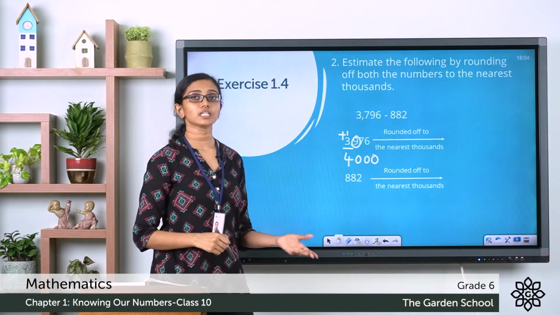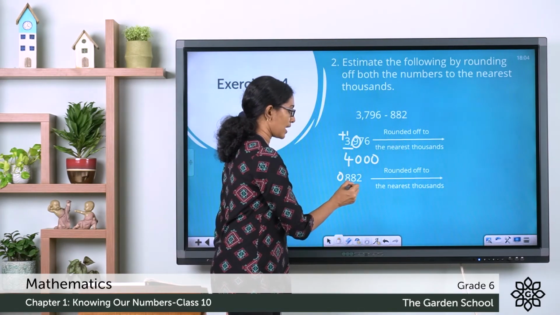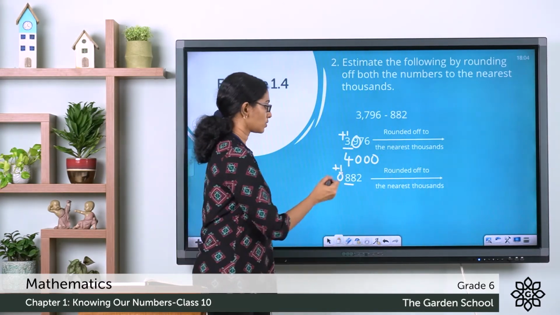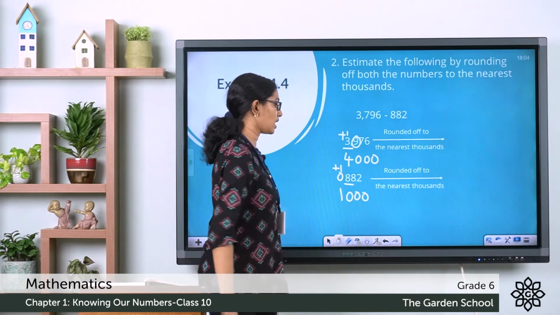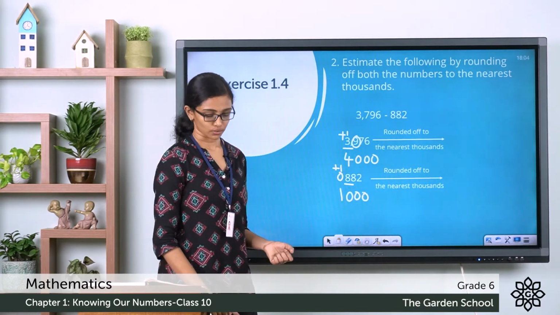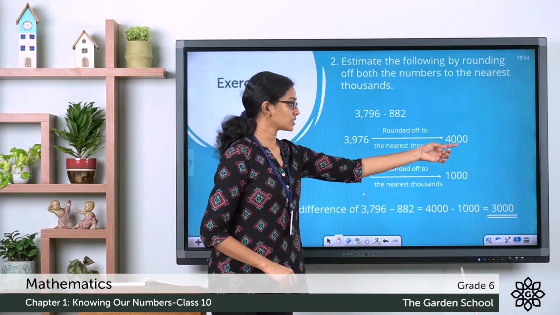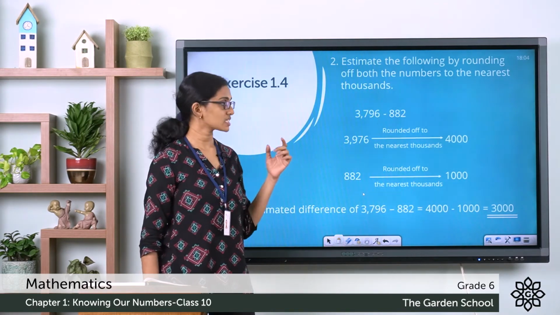And here in 882, here also the thousands digit is 0. To the right you have 8. So add 1 to this thousands digit, or 0. You get 1 here. The rest of the digits are changed to zeros. So, the estimated difference is equal to 4000 minus 1000, which is equal to 3000. Hope this is clear to you.